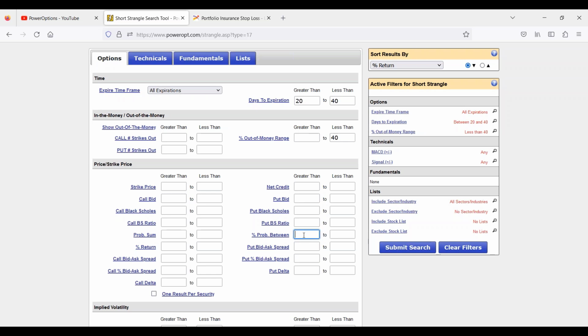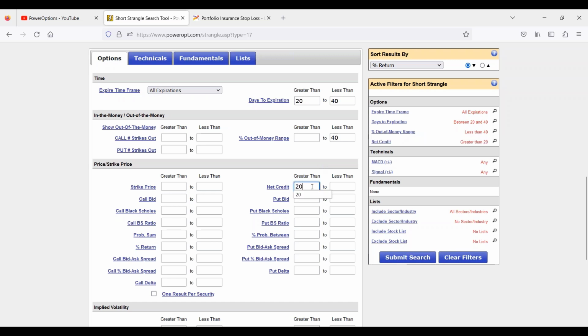All right, you're looking for something specific. What was specific about it? Well, you had that skew. You're looking at Tesla, and you want a high net credit of maybe greater than 15 or greater than $20.